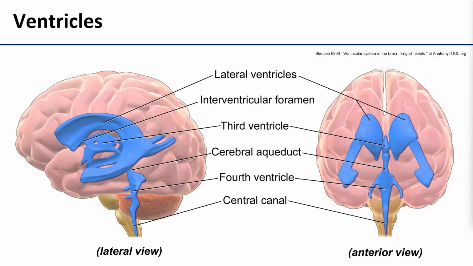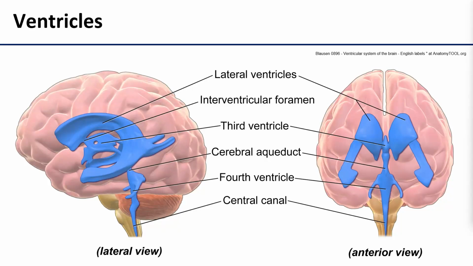Now, I want to make clear here that the blue spaces that you're looking at on the slide are not solid structures. These are empty spaces. They're just colored blue here so you can see them, okay? I also want to make clear that the choroid plexus that produces cerebrospinal fluid extends into all four of these. So not all cerebrospinal fluid is made in the lateral ventricles. There's some made in the lateral ventricles, some in the third, some in the fourth, okay?